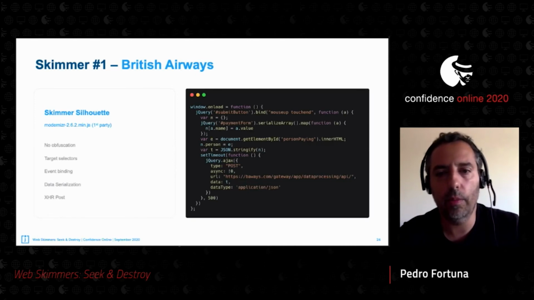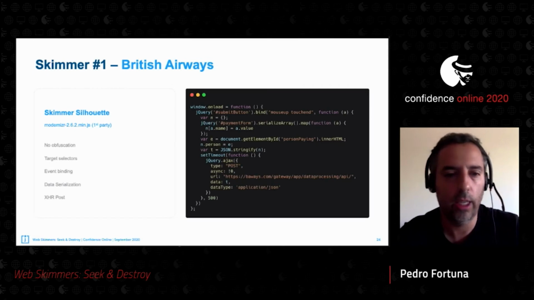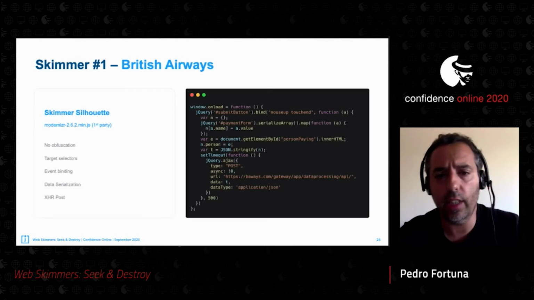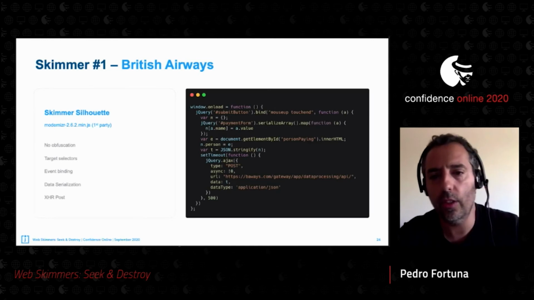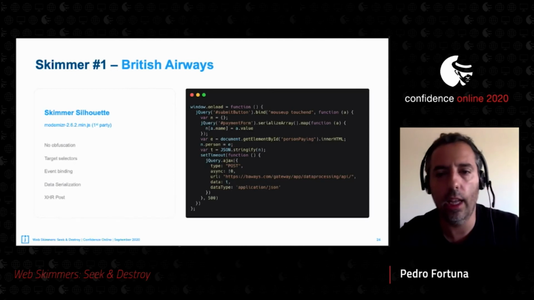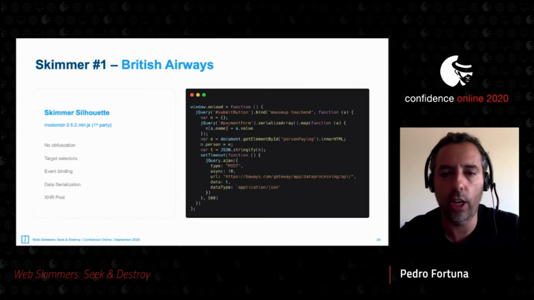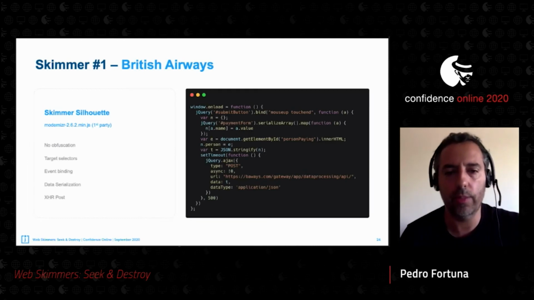So one problem is dealing with third-party code. Sometimes a lot of people decide to host it themselves, but they have to be careful where they are pulling that code from, and make sure that you audit those third-party components frequently. So it's using target selectors, it's using event binding, and serializing the whole form and sending this using an XHR post to this domain, Airways.com, which is not a domain that belongs to British Airways.